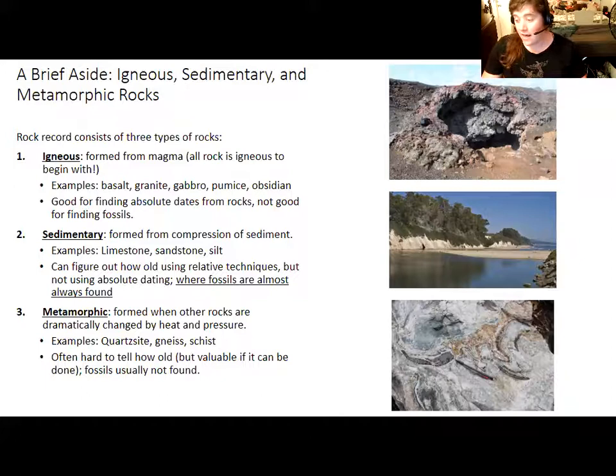But you can't really find fossils in igneous rocks. They're just too hot. If an animal falls into lava, the bones are going to melt. The only real exception to this is that sometimes ash will preserve animals or people the same way that those poor people who were buried by Mount Vesuvius at Pompeii, their skeletons were preserved.